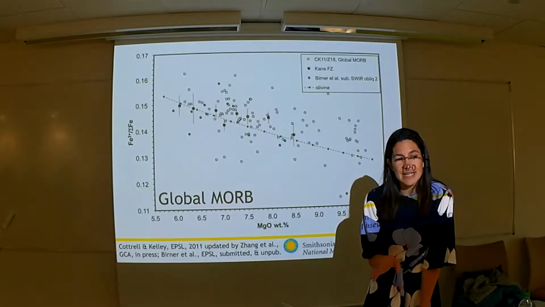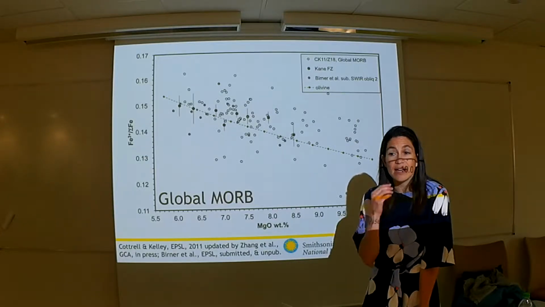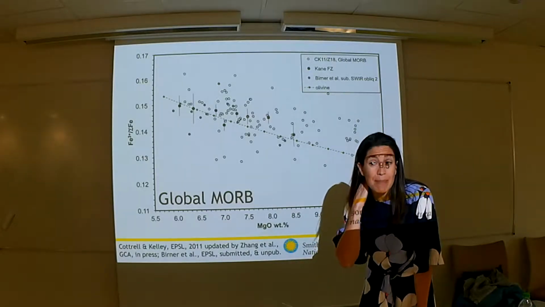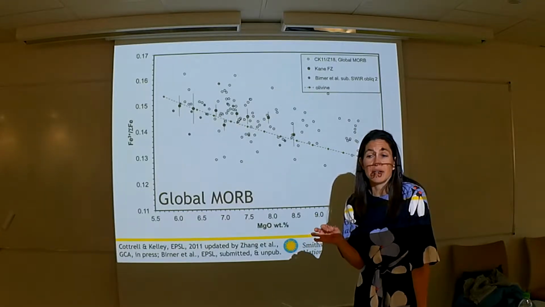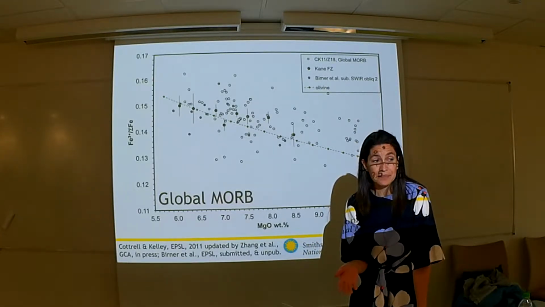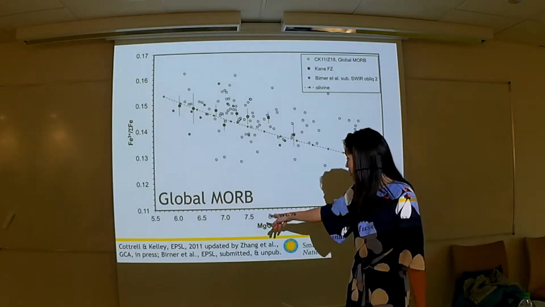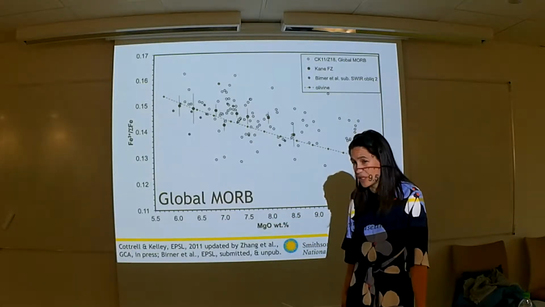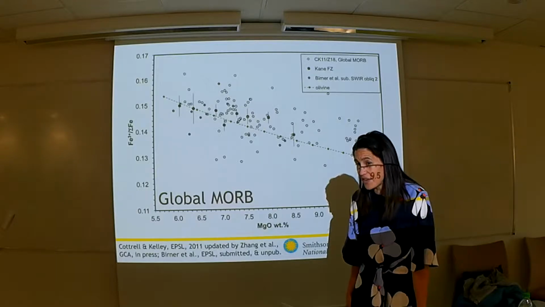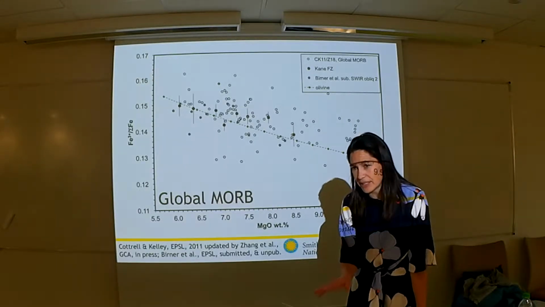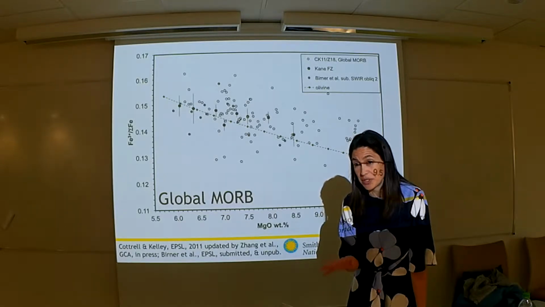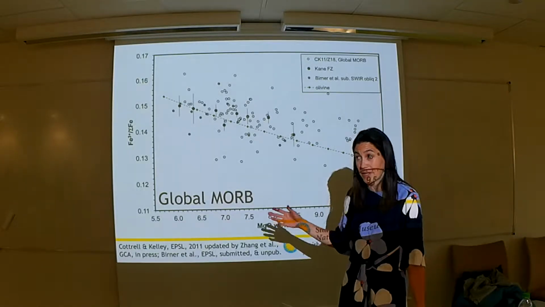We don't see this kind of clear incompatible behavior during mantle melting. We don't see a correlation between, for example, sodium corrected for low pressure fractionation. We don't see correlations between sodium and ferric iron. So I think the story during mantle melting is a different story that we don't understand, and that's kind of the point of my talk.